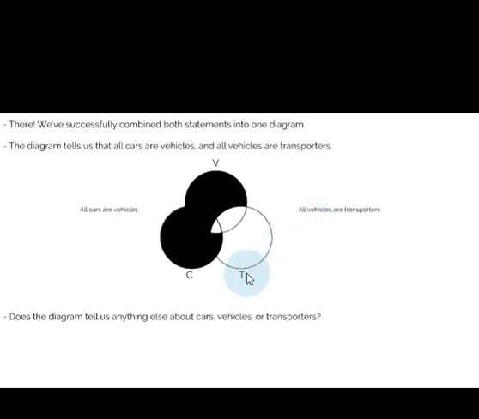All vehicles are transporters is already there, right? All vehicles, that's already one of them. Maggie said all C's are T's. Yeah, that's right. So when you look at this circle, are there any cars outside of the transporter circle? Look at the car circle. Can you have any cars outside of the T circle?